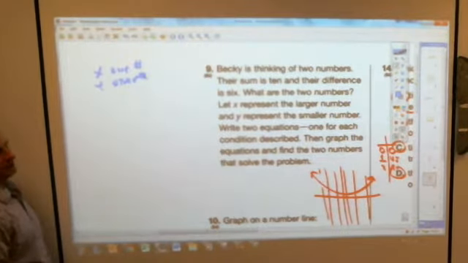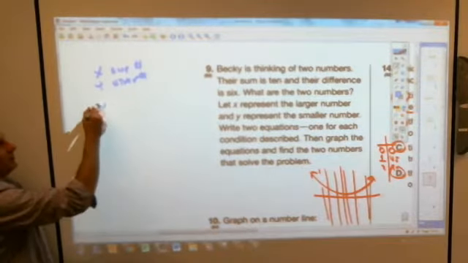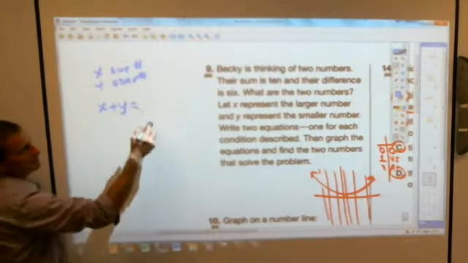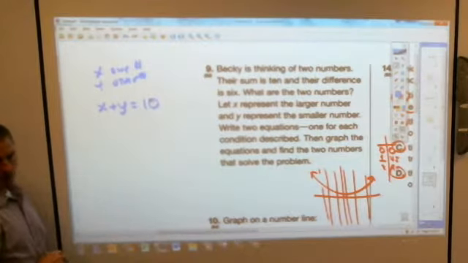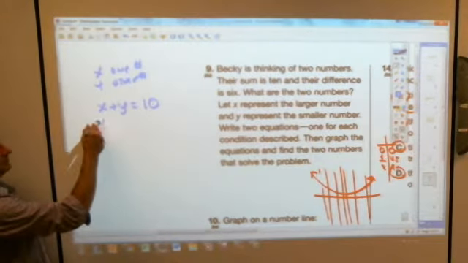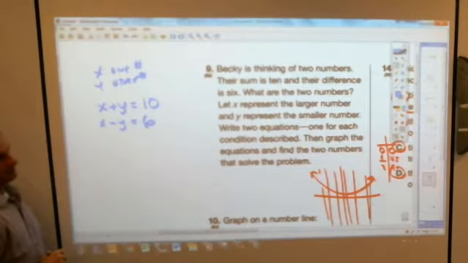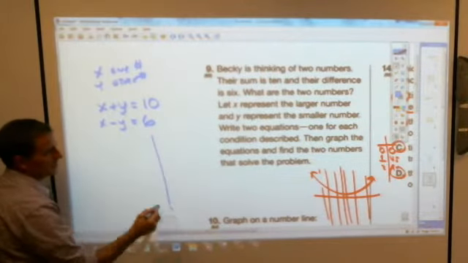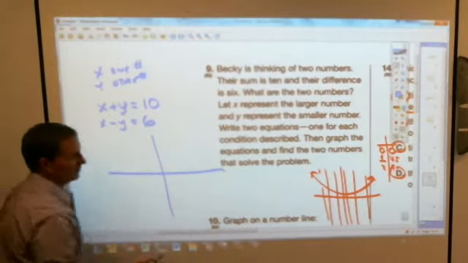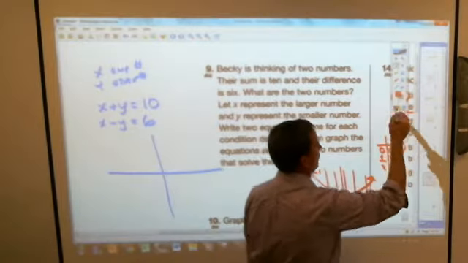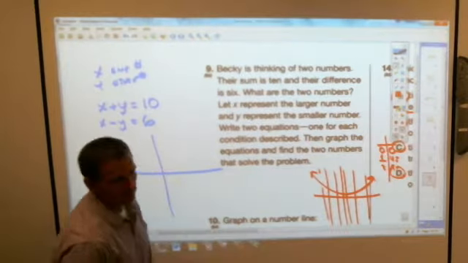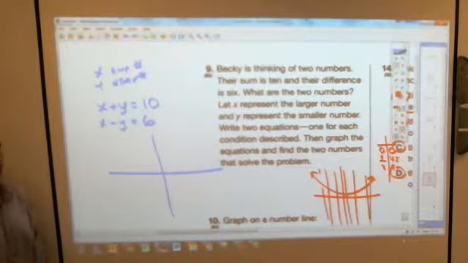So what does sum mean? You add them together. So x plus y is 10. The difference means you're subtracting. When you subtract the two numbers, you get 6. Write two equations, which is what I did, then graph. Back to graphing. What form are these two equations in? Your choice is slope intercept or standard. They're in standard form. The x and y are both on the same side.